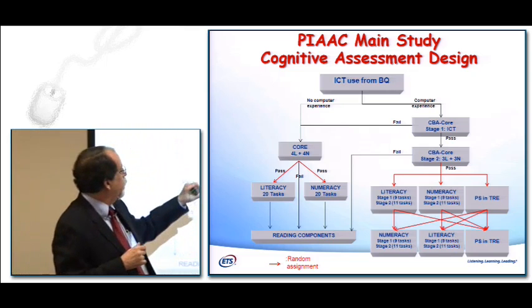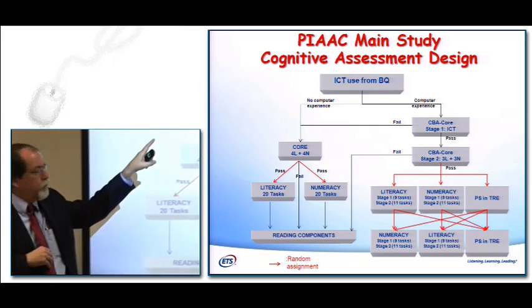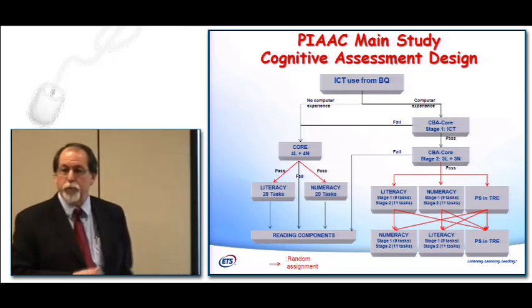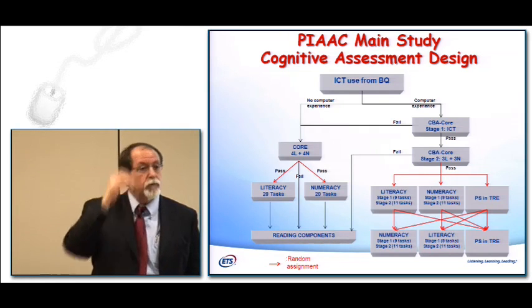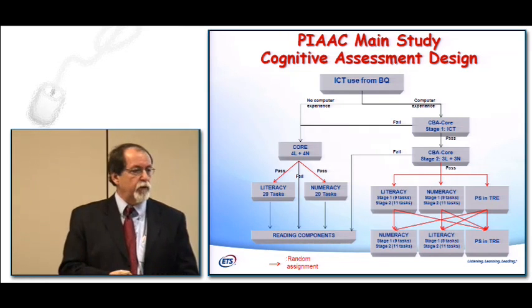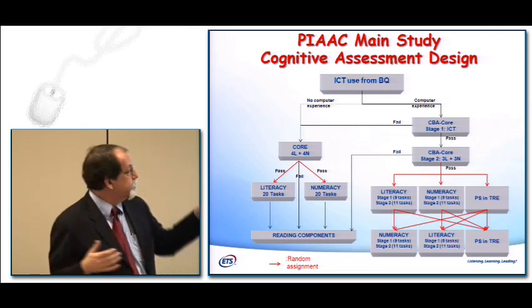So just so you see, it starts with the BQ. What we did was use some information from the BQ to route people. Because we figured not all adults, when you go to someone's household, either would be comfortable taking the test on the computer or would have computer experience. So we needed to give them an alternative.